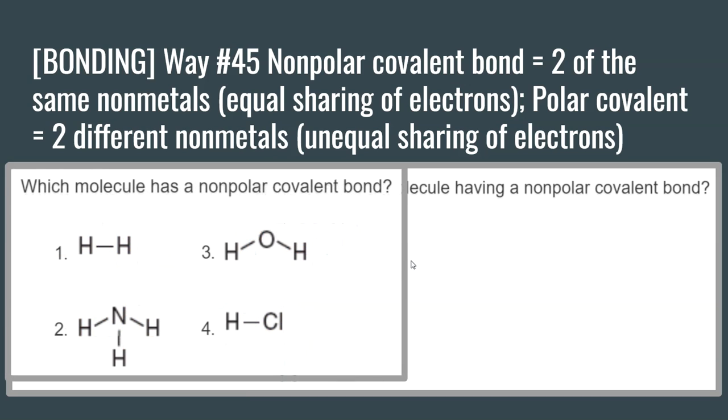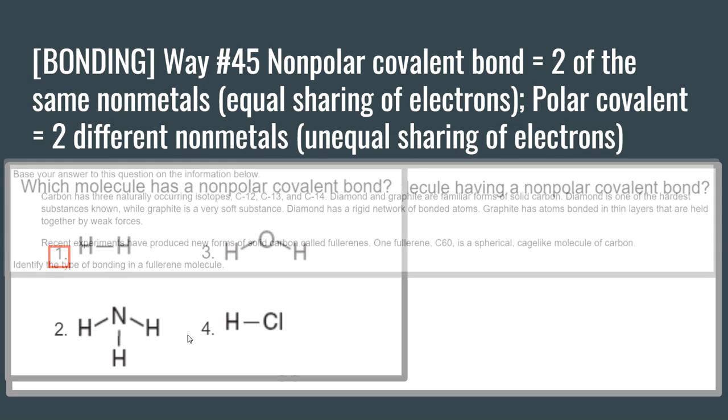Which molecule has a nonpolar covalent bond? Again, look for the answer choice which features two of the same nonmetals in order for it to be nonpolar. So the only one that features that is answer choice 1. All the other answer choices result in unequal sharing of electrons, where one atom has more electrons on it compared to the other atoms, and that results in a slight negative charge. So 3, 4, and 2 are all polar covalent molecules.